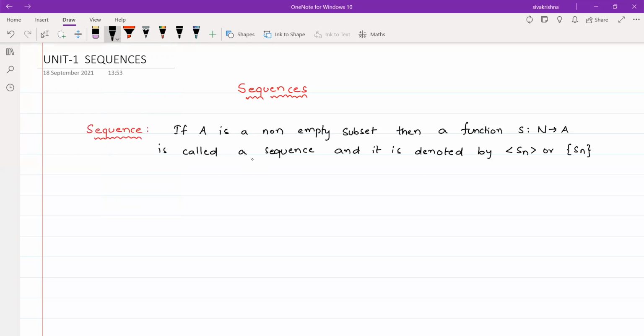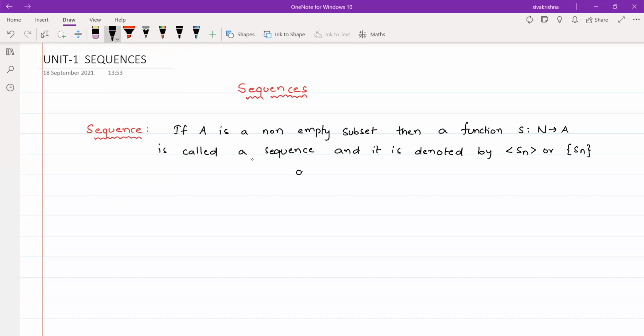So coming to the definition of sequence, a sequence is nothing but a function from set of all natural numbers to the non-empty subset of natural numbers. If you say that S is a function from N to A, so then we say that S is a sequence. Okay, we can define in this way.